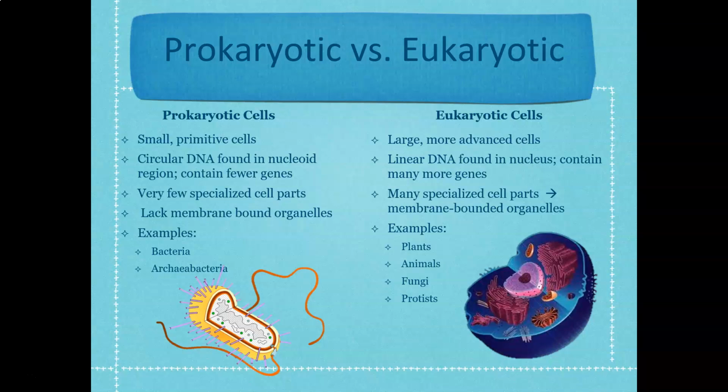They're also relatively primitive. Remember, going back to evolution, we believe these were the first type of true living cells. Eukaryotic cells came later. So prokaryotes are smaller and probably older evolutionarily, compared to those larger and more advanced eukaryotic cells that have all of that internal organization. They have those membrane-bound organelles, those specialized cell parts that your prokaryotes just don't have.